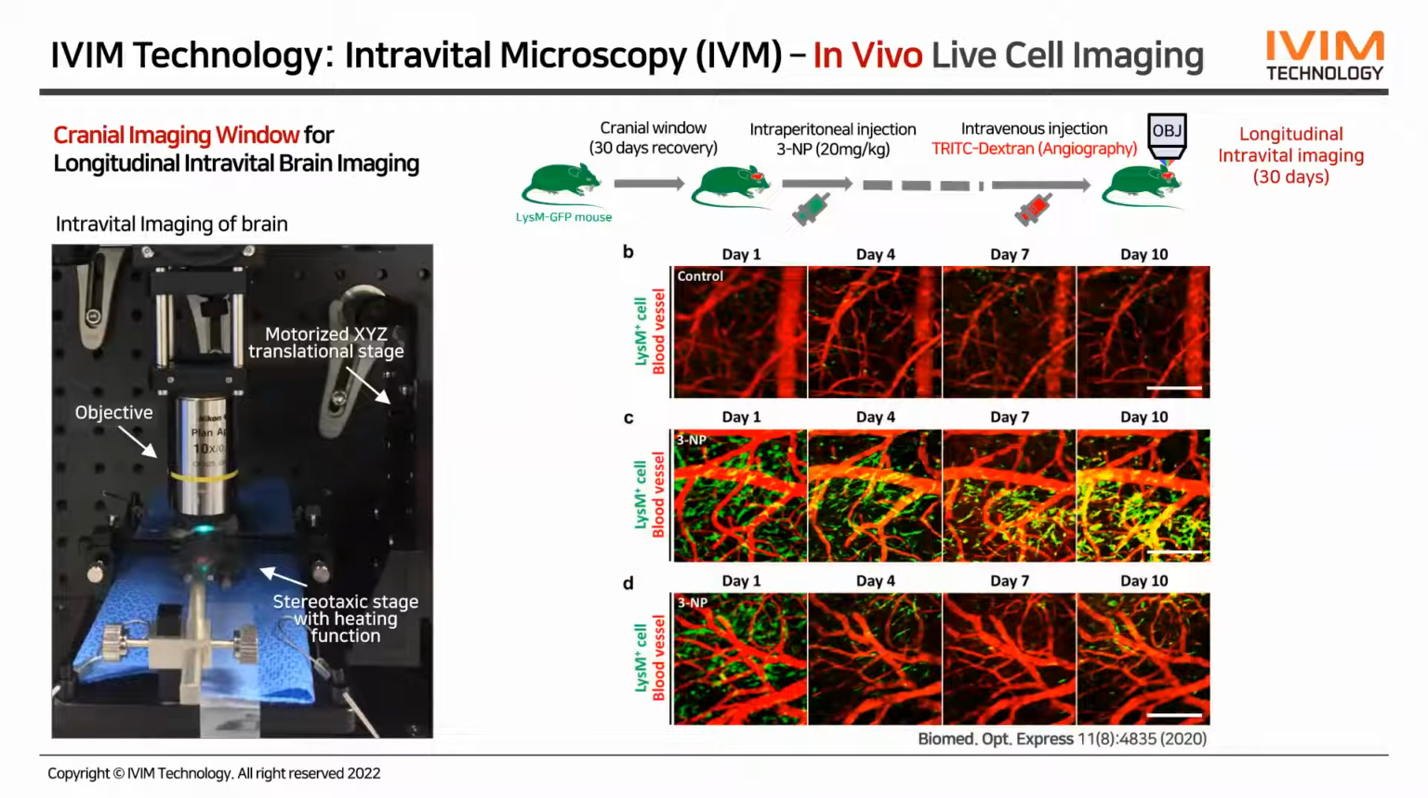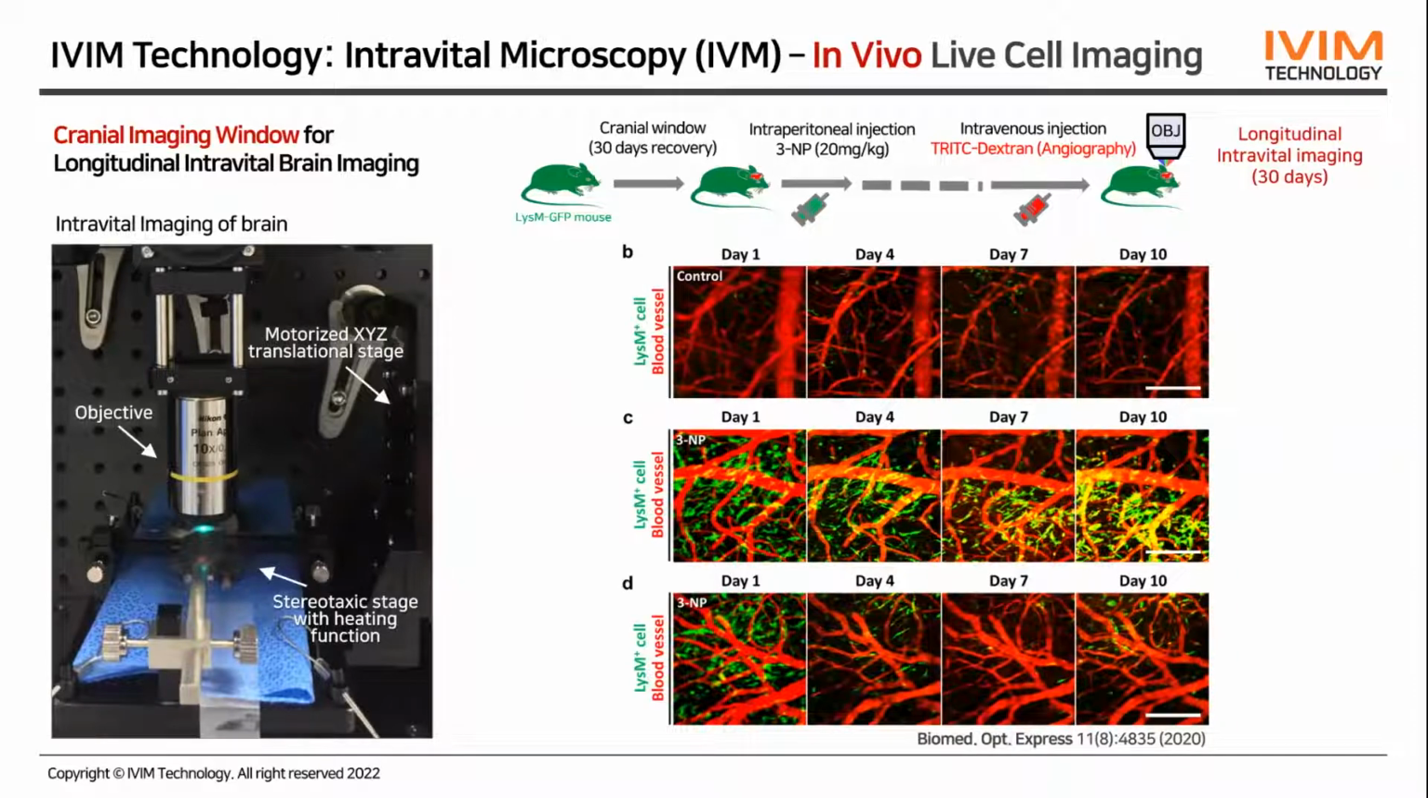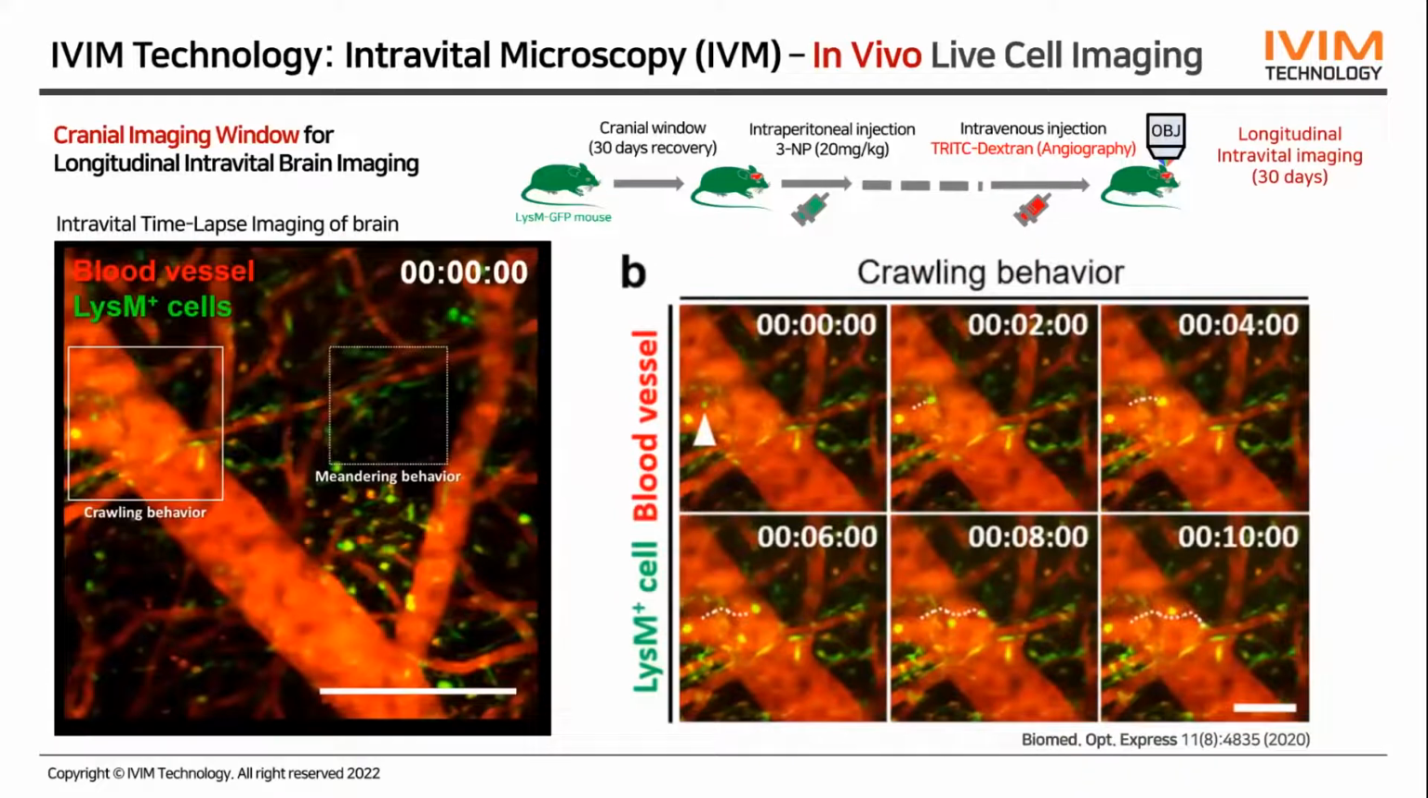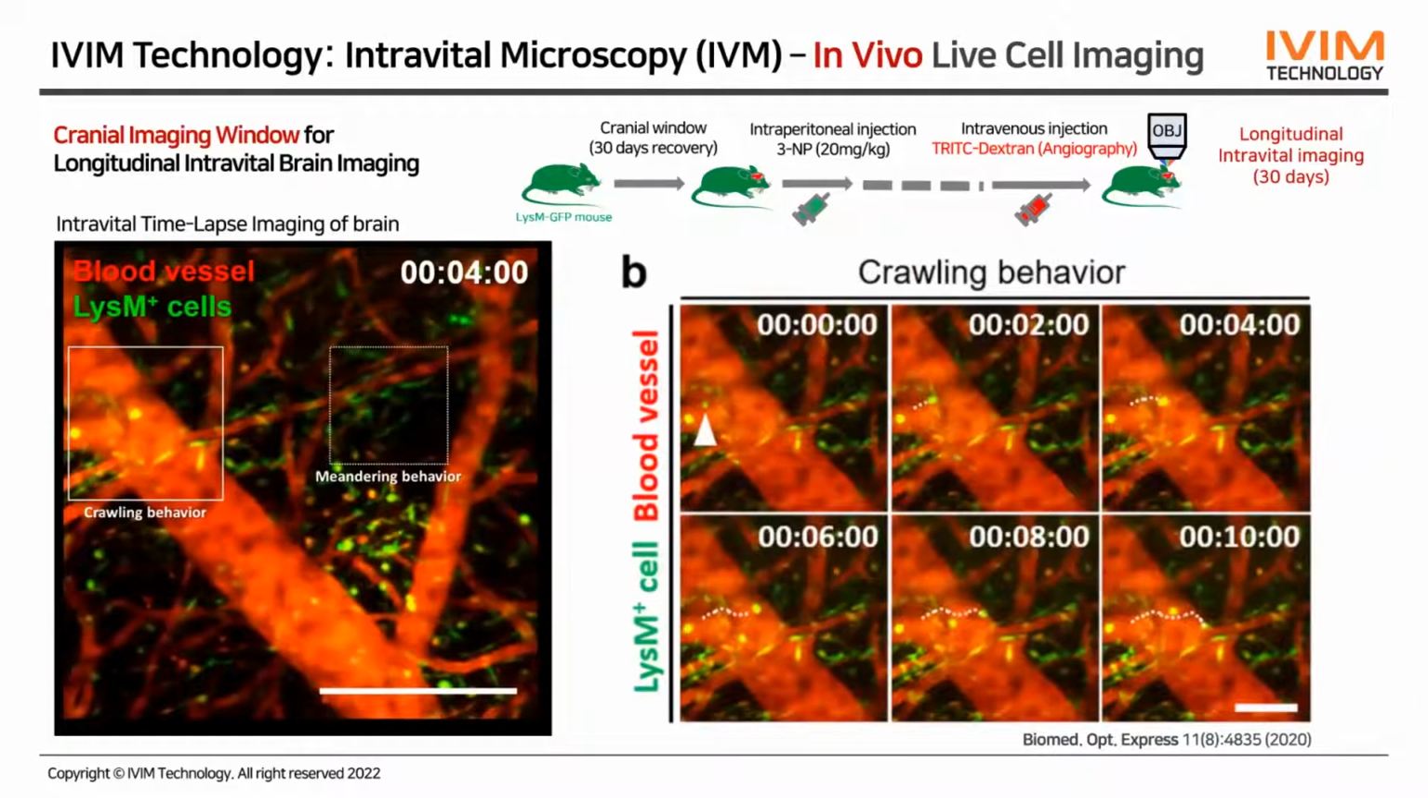Magnified longitudinal images of the 3-NP group show a dynamic redistribution of the lysozyme-positive cells to specific sites in the cerebral cortex. Also, from the time-lapse imaging, we could visualize and analyze the meandering and crawling behaviors of the lysozyme-positive neutrophils in the brain of the neuroinflammation mouse model.